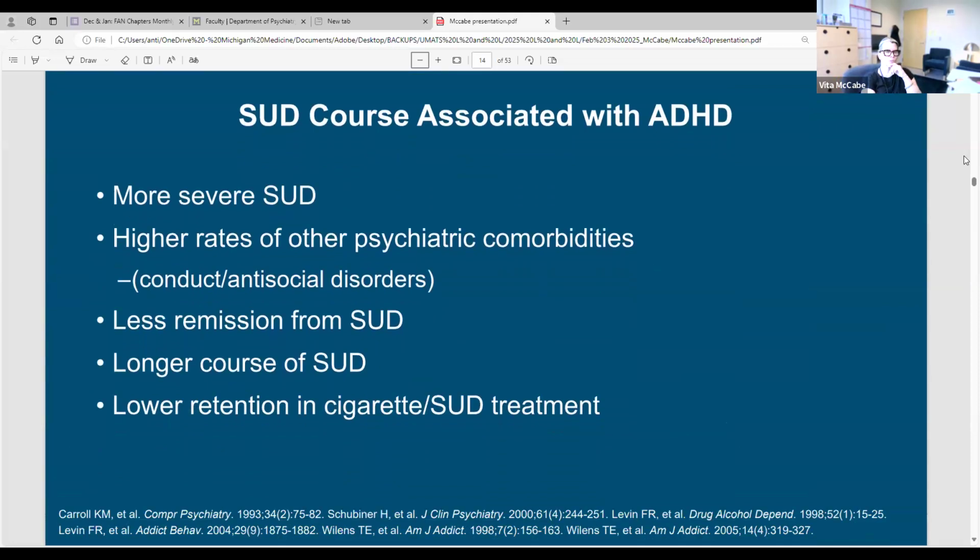So what about substance use disorder courses associated with ADHD? Typically more severe substance use disorders, higher rates of other psychiatric comorbidities like conduct and antisocial disorders. We have less remission from substance use disorders, but that's a little bit of a loaded statement. The remission definition has changed as the field has evolved. People tend to have longer courses of substance use disorder and lower retention in cigarette and substance use disorder treatment. Next slide.